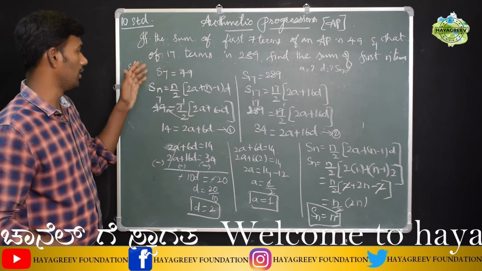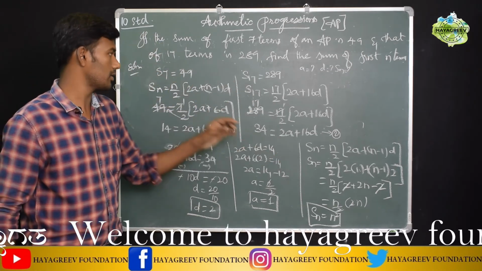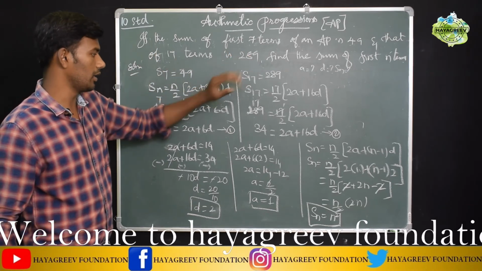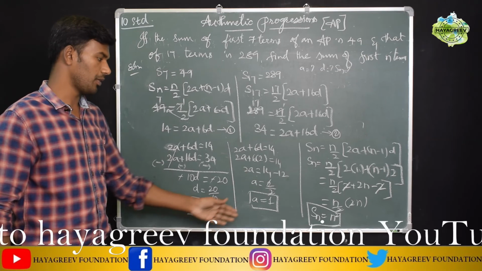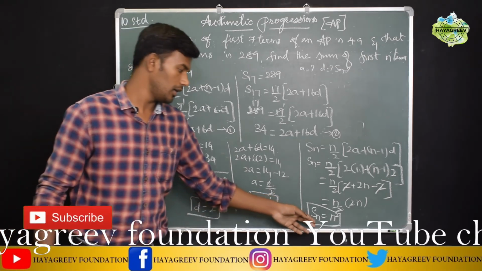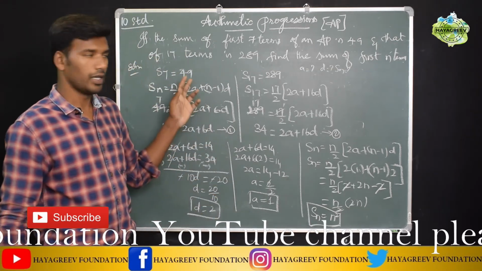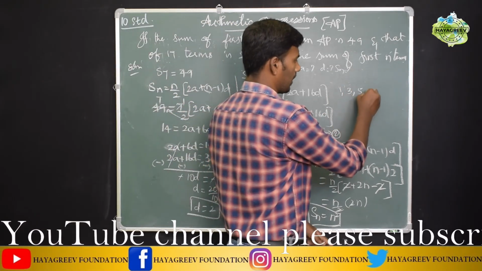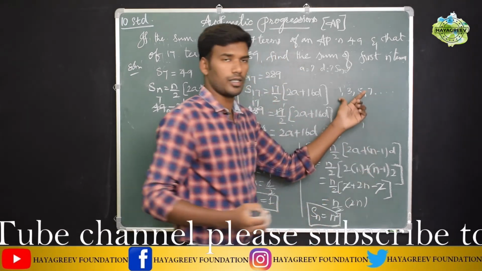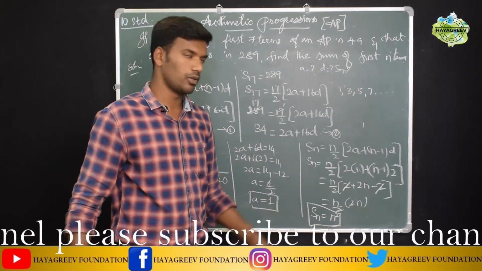So when they gave only these two terms, S7 and S17, by using that we found d first and then a, and then we found Sn. Actually if you see, the sequence will be like this: 1, 3, 5, 7, etc., and it is an odd number sequence. So Sn is equal to n square.